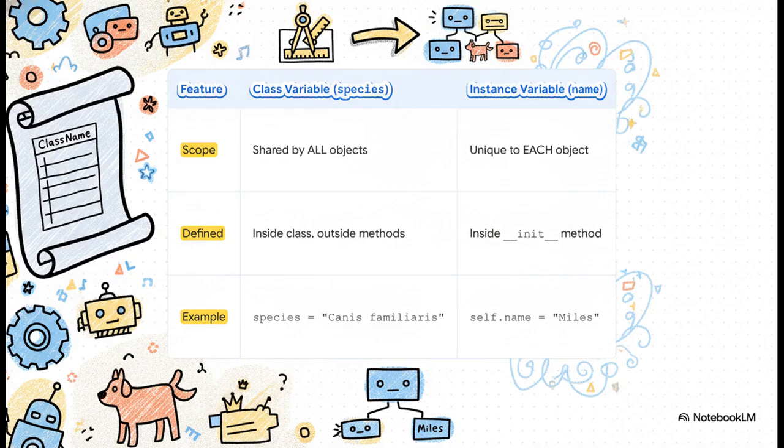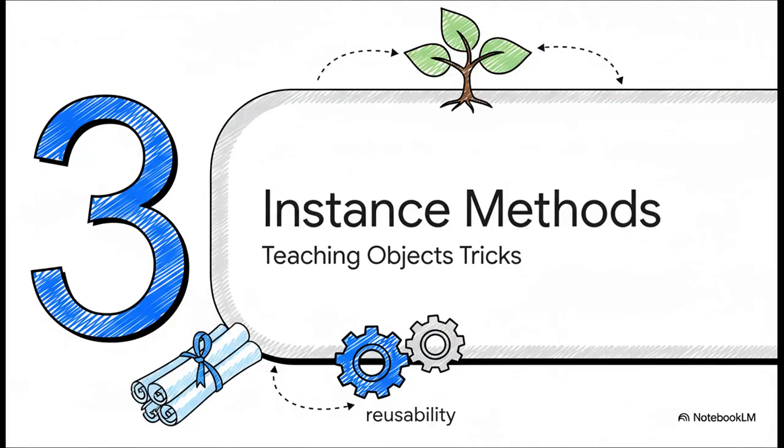But then you have class variables, like species. These are shared by every single object made from that blueprint. So every dog we create from our dog class will automatically have the species Canis familiaris. It's a shared fact. But objects are way more than just fancy containers for data.